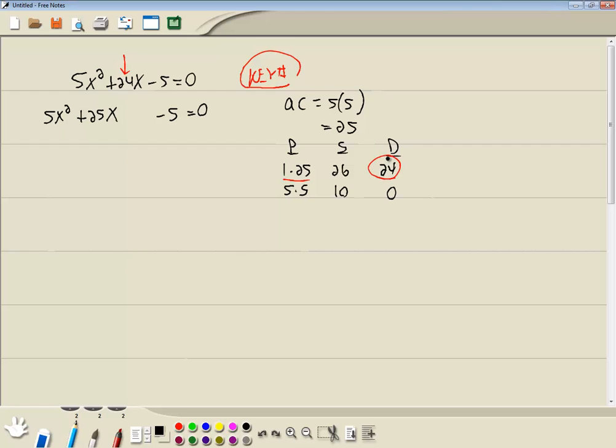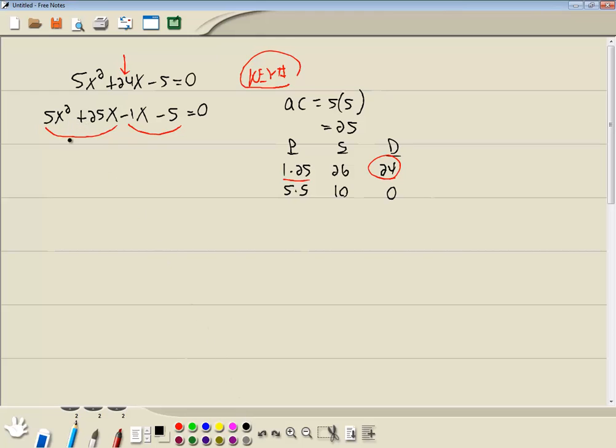Number of circles in the difference column. D for different signs. One's positive, one's negative. So if the 25 is positive, then the 1 has to be negative. Then we want to factor by grouping. So group the first 2 terms together, group the last 2 terms together.